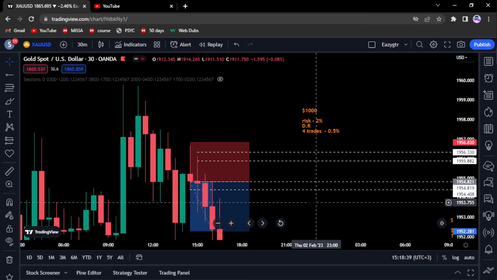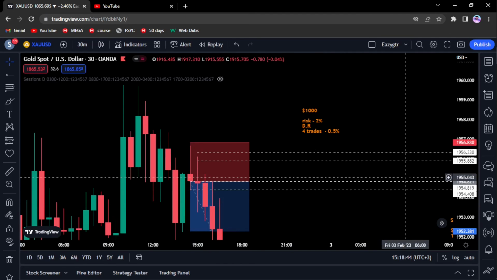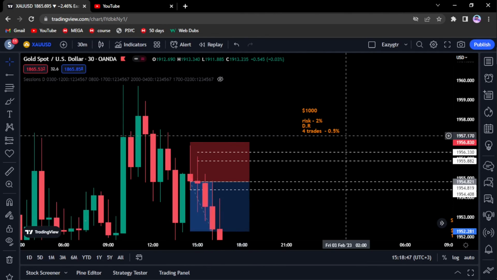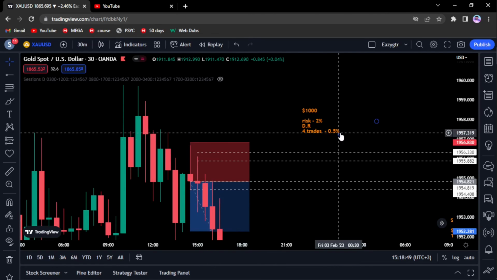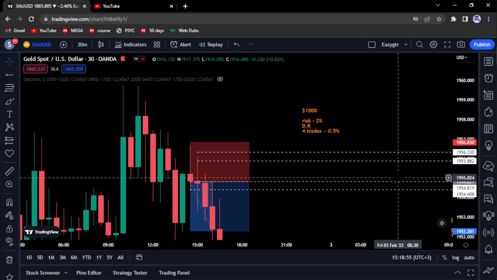So imagine you entered 0.5% and price immediately shoots up, hits your stop loss. You're losing only 0.5%. But initially you had planned to risk 2%. So with dynamic risk, you're already managing risk even before you enter a trade. So that's what makes it a more superior and advanced concept in risk management.